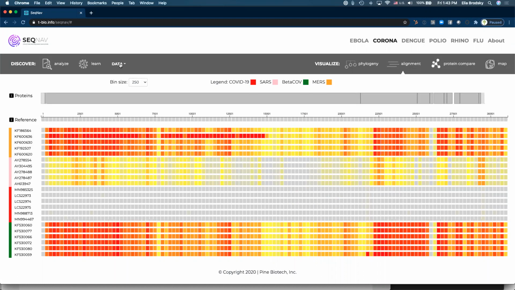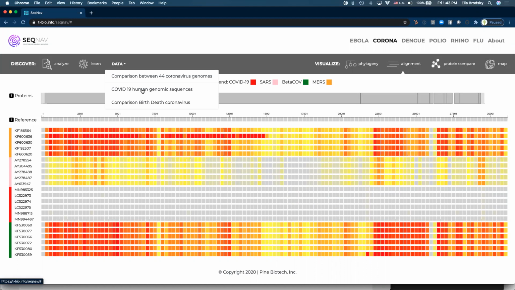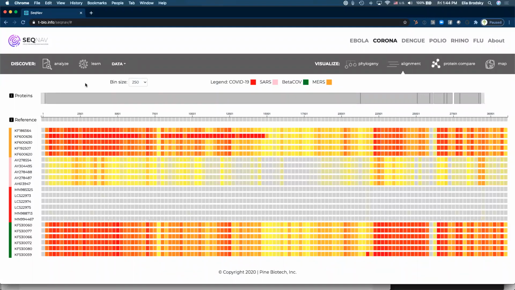Now, if I want to look at other types of comparisons, I can, for example, take a look at the COVID-19 human genomic sequences and ask how these SARS-CoV-2 genomes differ between themselves. But in the context of these comparisons, this group, SARS-CoV-2, is the most similar to the reference genome. So the question is, which viruses or groups of viruses are different from SARS-CoV-2? The answer is that, like you mentioned, either this group, which is MERS, or this group, the beta coronaviruses. Beta coronaviruses contain a lot of red in specific regions, including this region right here and this region right here. So let's now talk about what this might mean.